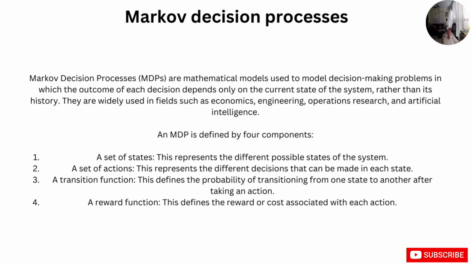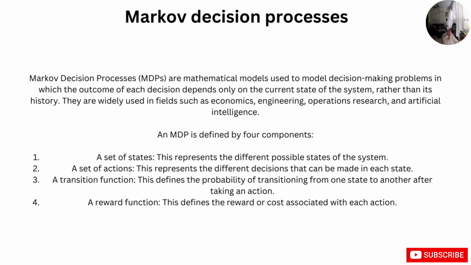Markov decision processes. Markov decision processes are mathematical models used to model decision-making problems in which the outcome of each decision depends on only the current state of the system rather than its history. They are widely used in fields such as economics, engineering, operations research, and artificial intelligence.